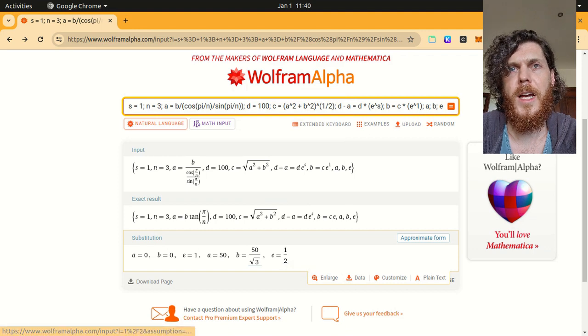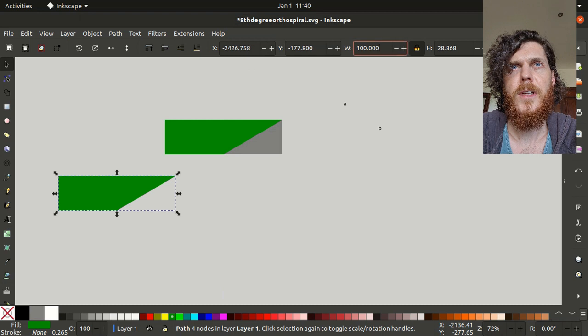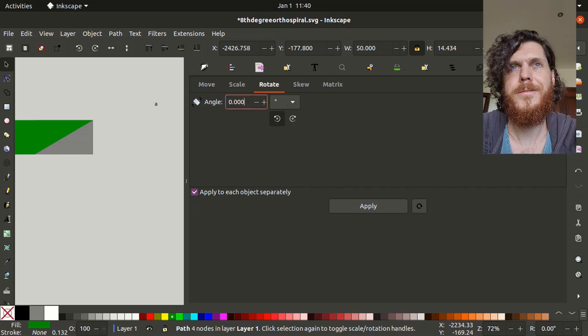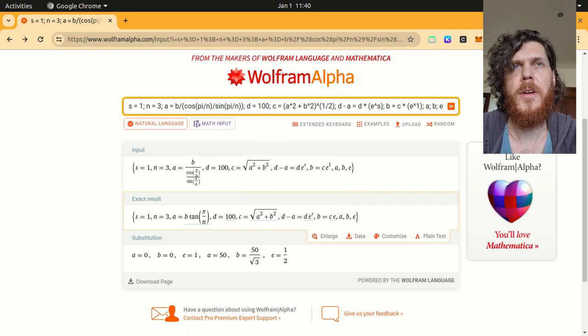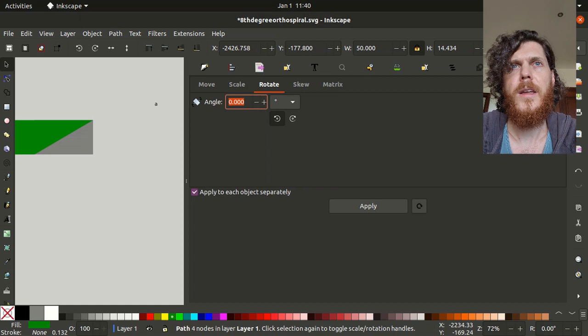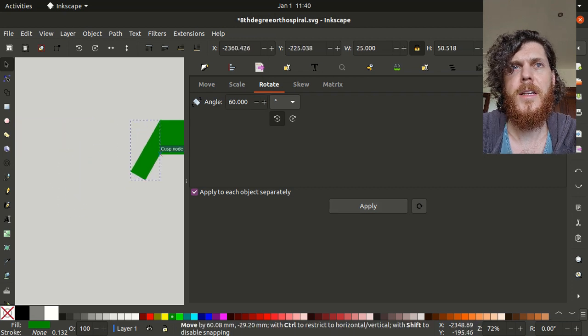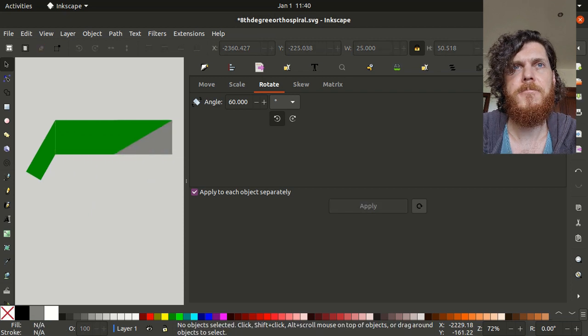The scale symmetry is just 1/2. So that's fairly straightforward. So we multiply by 1/2 to the power of 1. And then here we take the pi over n amount, or 180 over n. And we get 60 degrees. So there we go. We've got the tile now rotated, and we put it in place.